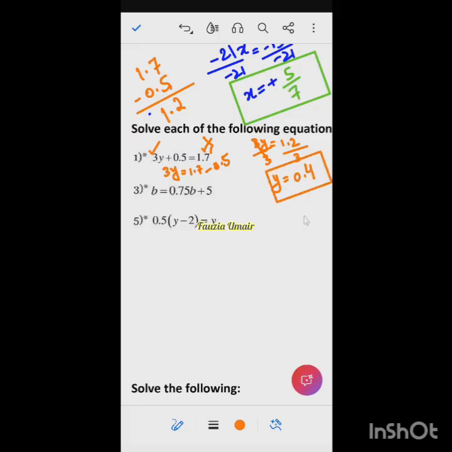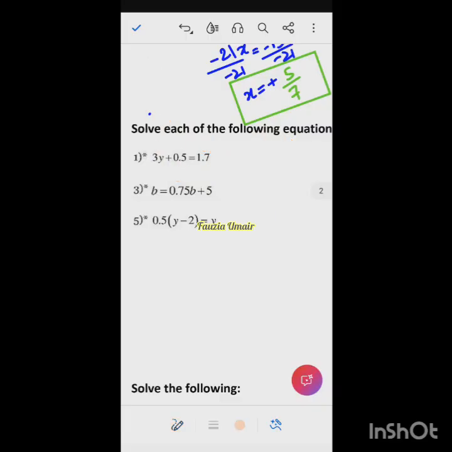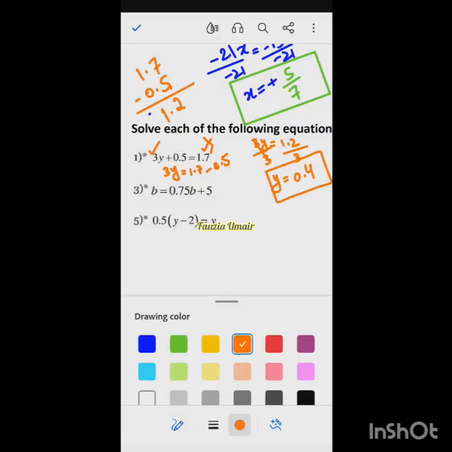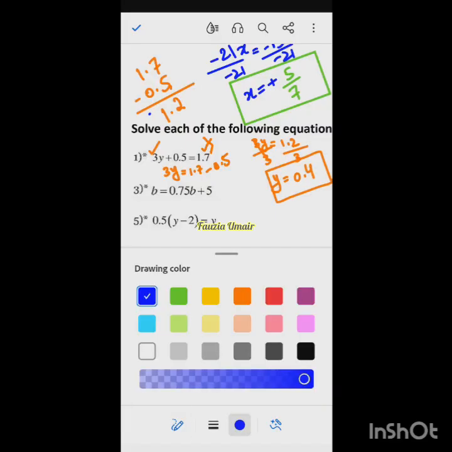0.4. नहीं 1.4 नहीं 0.4. ठीक है? Any question? All right. So now let's solve the second part.